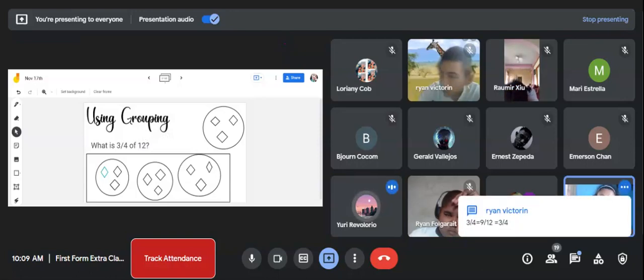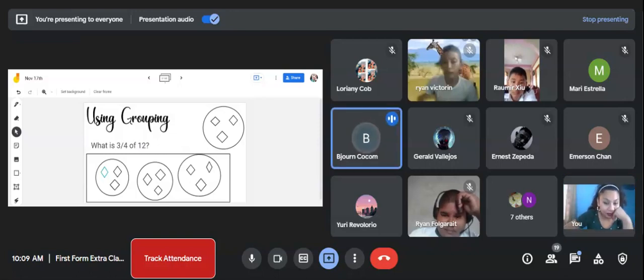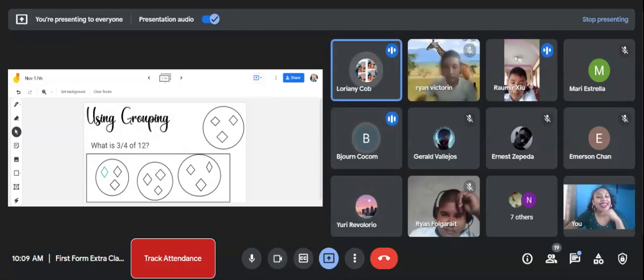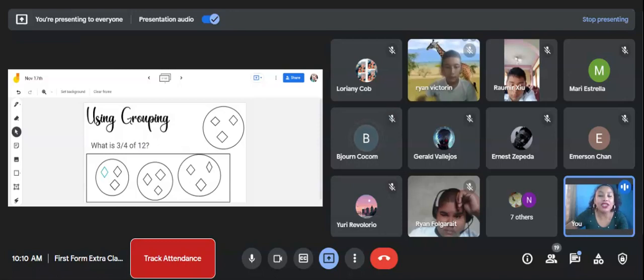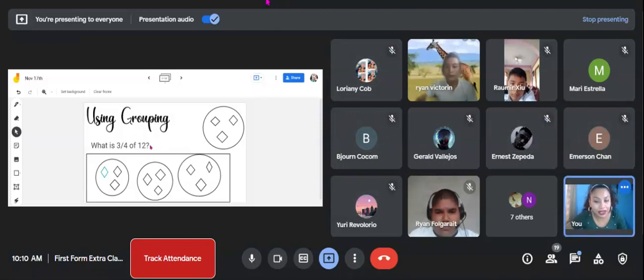Do the same thing just like that. You are going to count them. You're going to count which ones though? The ones that are inside of the box or the ones that are outside of the box? Inside the box. And how many little diamonds do you have inside of the box? Nine. So what is the answer going to be?